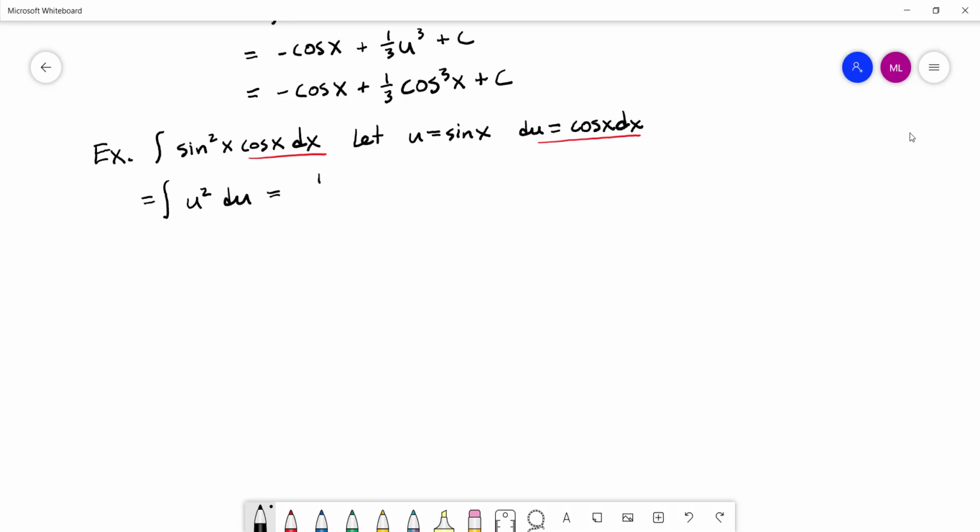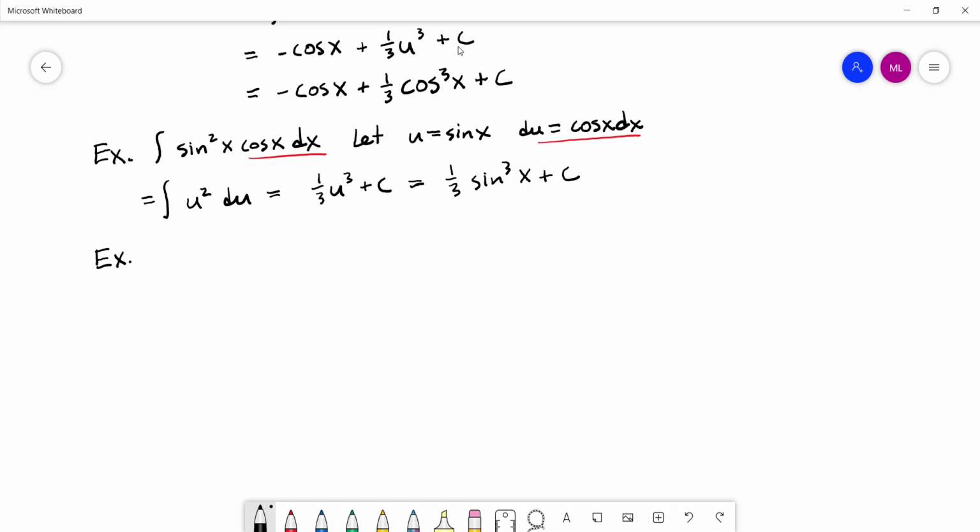And doing that integration, I'm going to get 1/3 u cubed plus c, and then convert back to the original function to get 1/3 sine cubed of x plus c. So they go fairly quickly once you get the hang of it and you recognize that it's u substitutions more often than not that we're looking for here. Let's do another one.